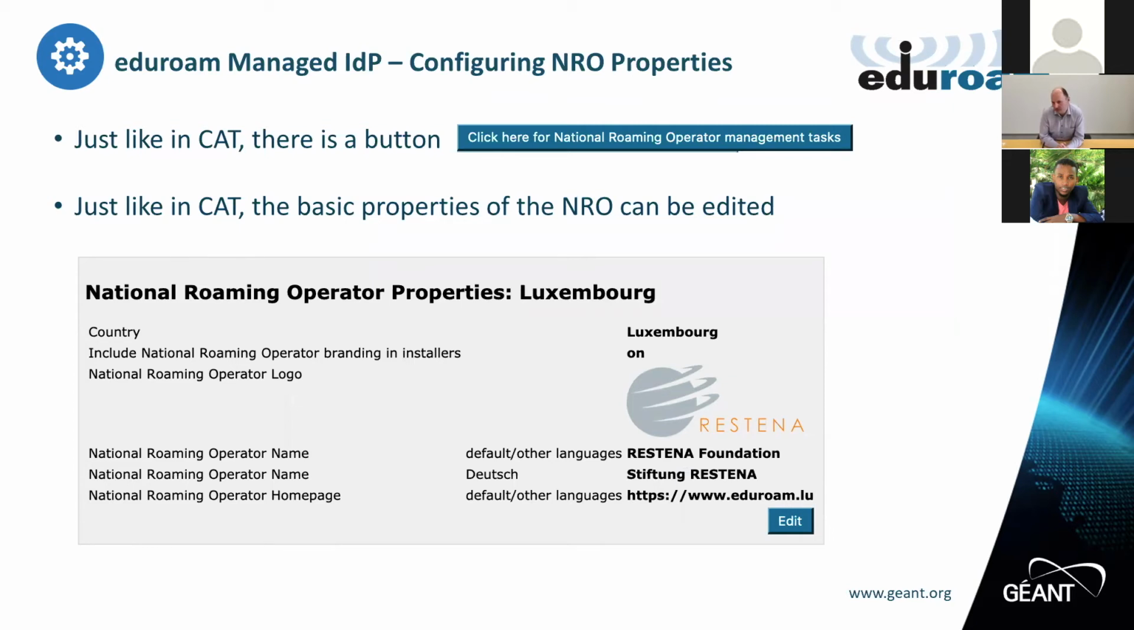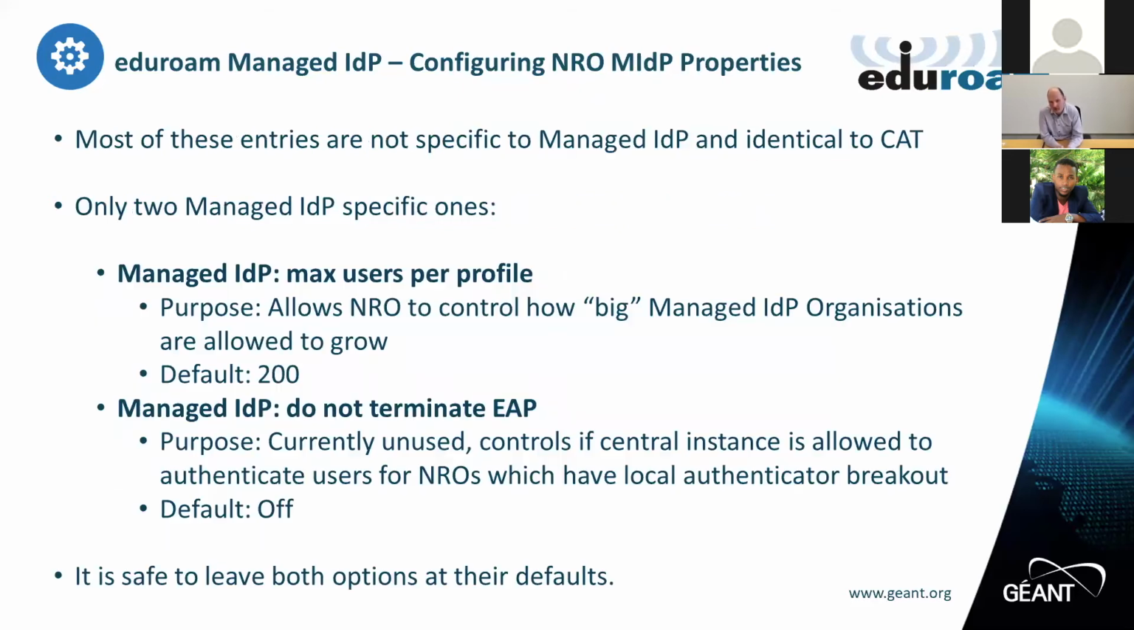And just like in Eduroam CAT, there is an edit button, and you can edit various properties like uploading the logo and name and your URL. You know all that from Eduroam CAT if you've been there lately. There are only two things which are specific to Eduroam Managed IDP, two options you don't see in Eduroam CAT.